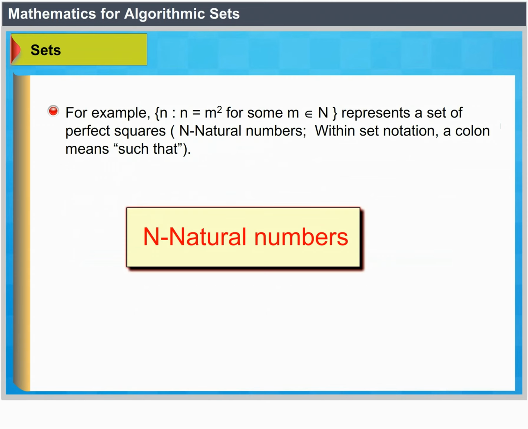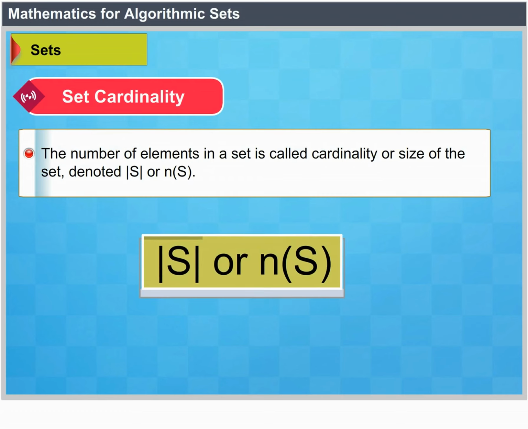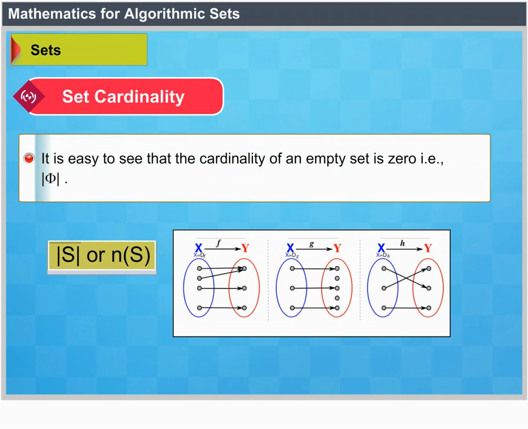Set cardinality. The number of elements in a set is called cardinality or size of the set, denoted modulus of S or n of S. The two sets have the same cardinality if their elements can be put into a one-to-one correspondence. It is easy to see that the cardinality of an empty set is 0, that is, modulus of phi is 0.